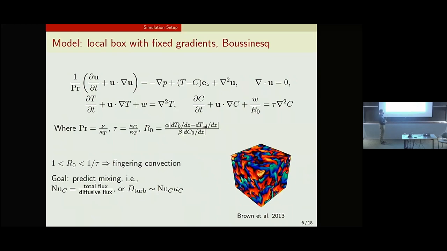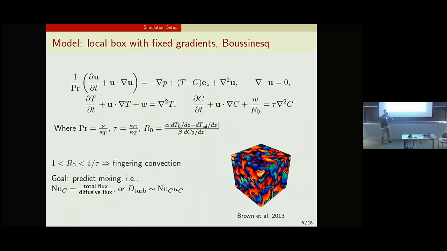The way that we're going to parameterize mixing is in terms of what's known as the Nusselt number. It's the total flux divided by the diffusive flux. What you can think of it as, it's not exactly this, is that your turbulent diffusivity is going to be your Nusselt number times your molecular diffusivity in a hand-wavy sense.